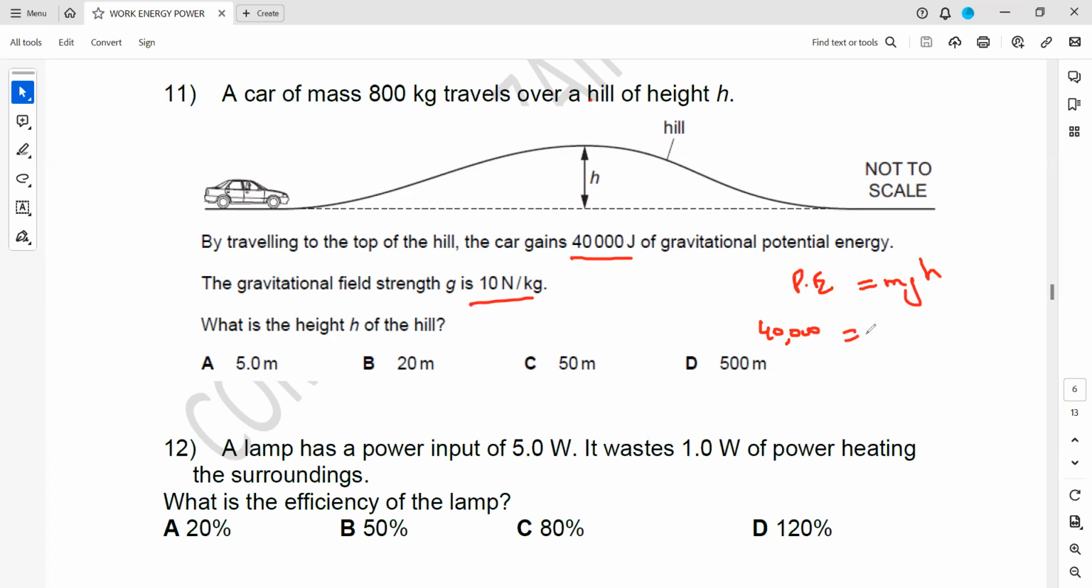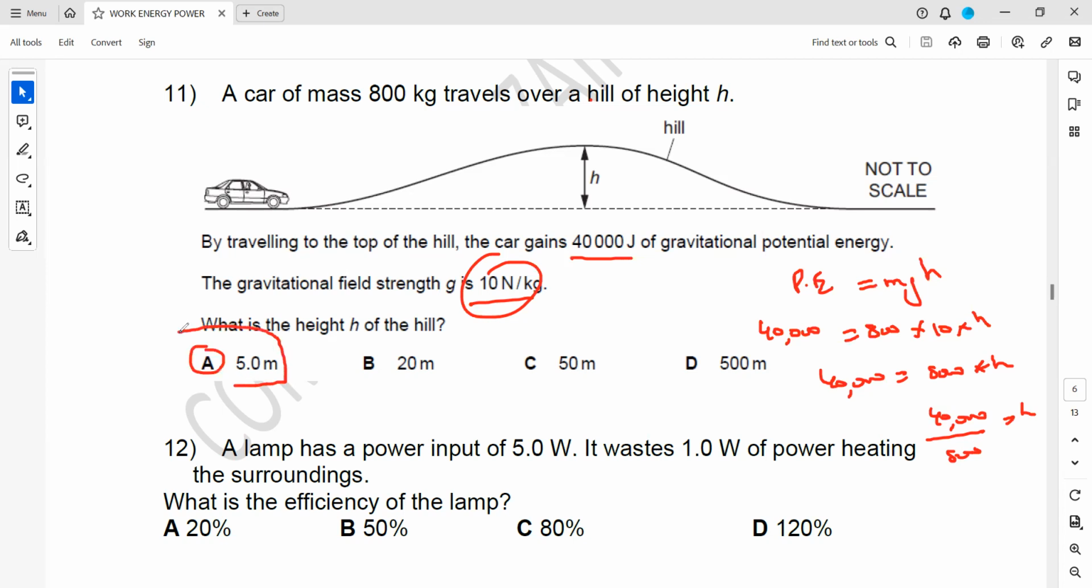The mass is 800. The gravity they said in the question is 10, so we'll take it as 10, and height. So this will be 40,000 equals 8,000 into h. Because this is multiplied, on the other side it will be divided. So 40,000 divided by 8,000 is equal to 5. So it rises to a height of 5 meters.